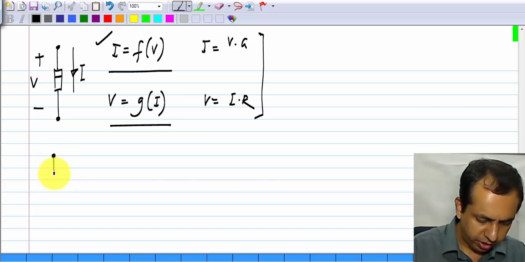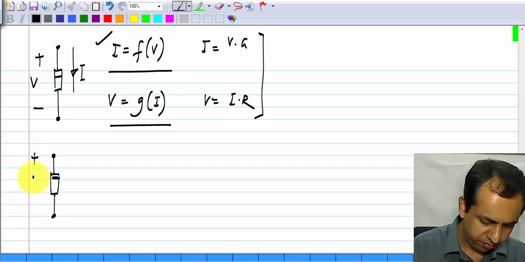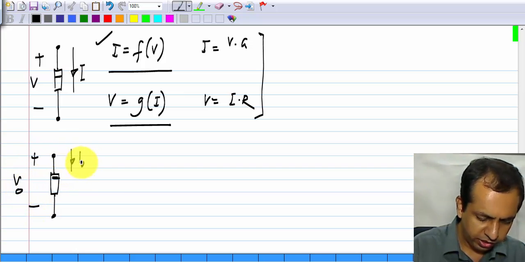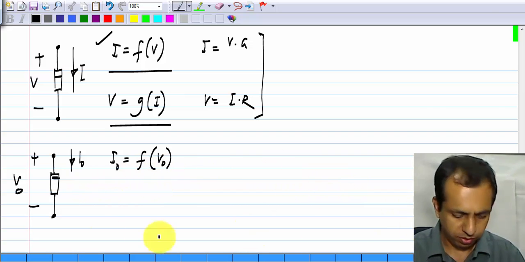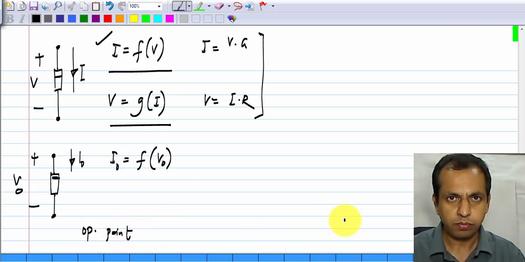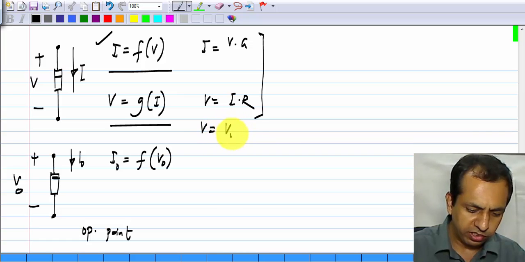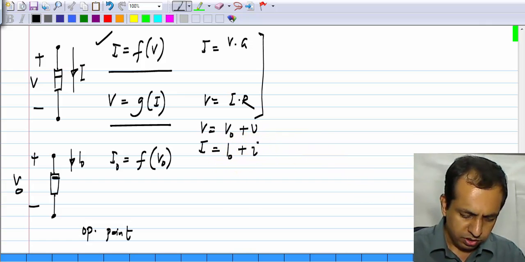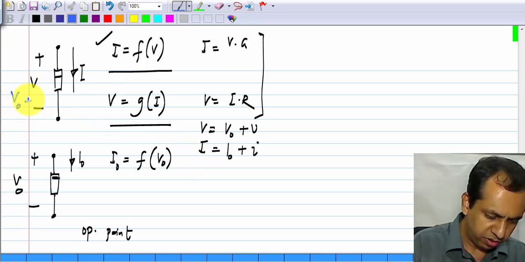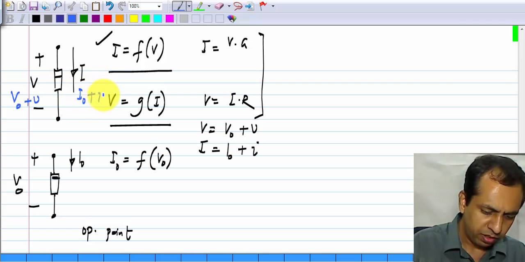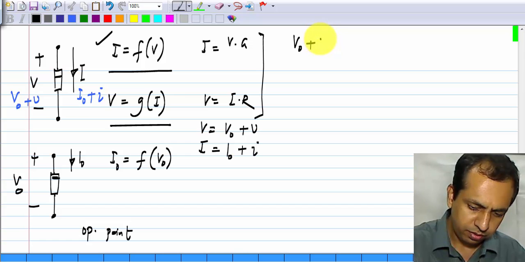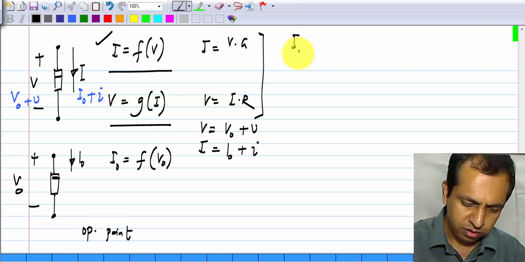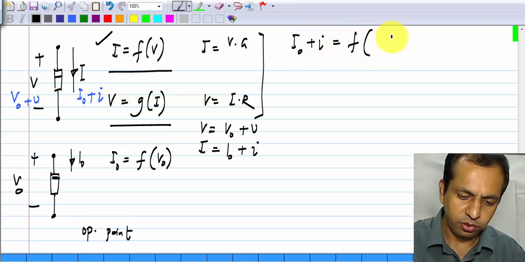Now, let us say the nonlinear element is in some operating point condition. We have V0 and a current I0 flowing through it. Obviously, I0 equals f of V0. These two quantities satisfy this equation. And let us call this the operating point. Now, any other value of V can be thought of as the operating point plus an increment, and any other value of I can be thought of as the operating point plus an increment. So, now this is V0 plus lowercase v, this is I0 plus lowercase i. And these quantities also obviously have to satisfy the constraint imposed by the element, which is its nonlinear characteristic.